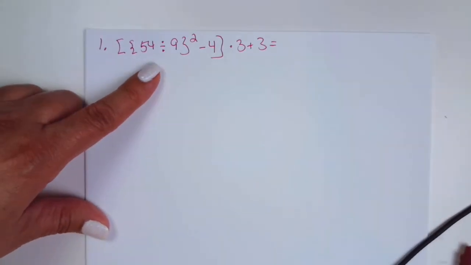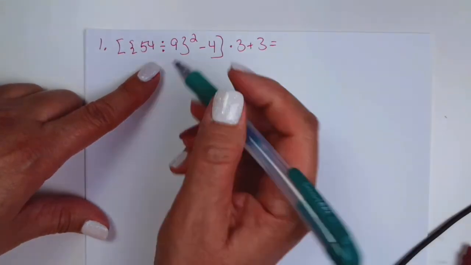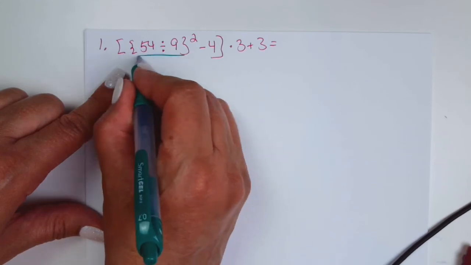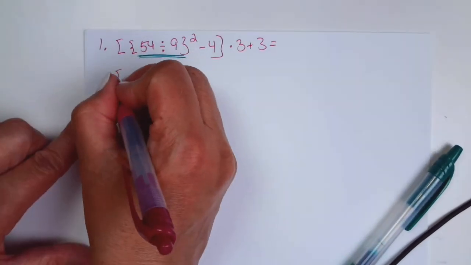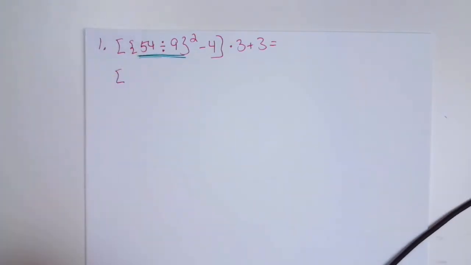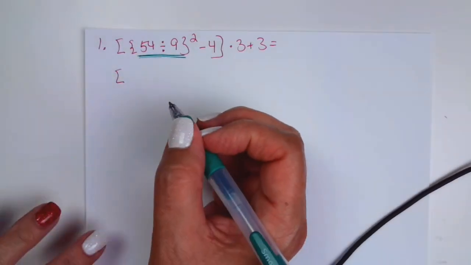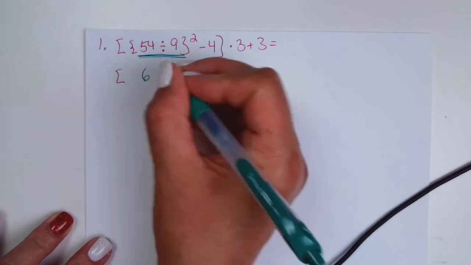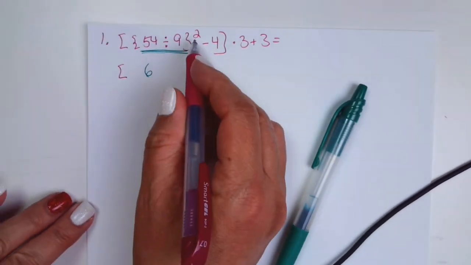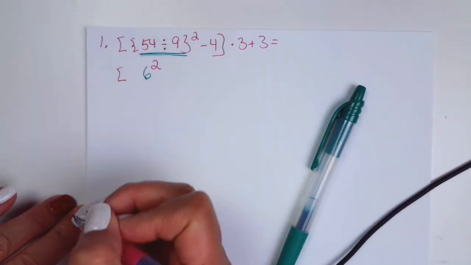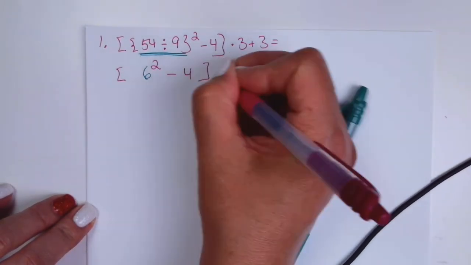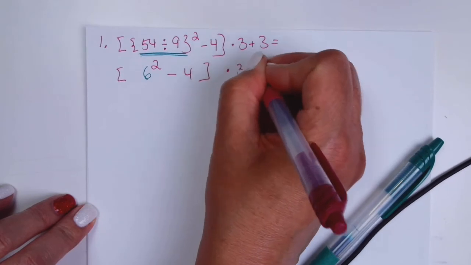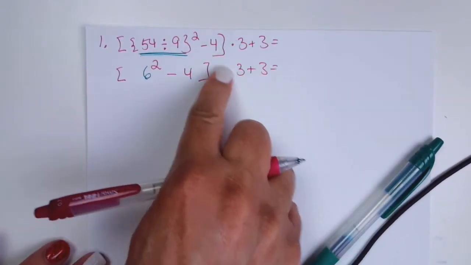So, our first one is going to be the braces. Those are the innermost parentheses we have here. So we're going to keep our bracket. We're going to do 54 divided by 9, which is 6. The exponent goes on top of the 6, minus 4, close the bracket, times 3 plus 3. And it's easy for me to copy underneath here.